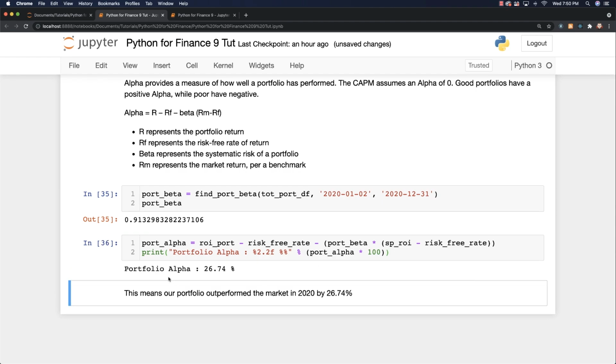And you can see our portfolio alpha comes back as 26.74%. And what does that mean? That means our portfolio outperformed the S&P 500 in 2020 by 26.74%. Pretty doggone good.